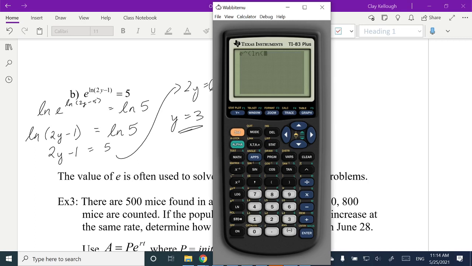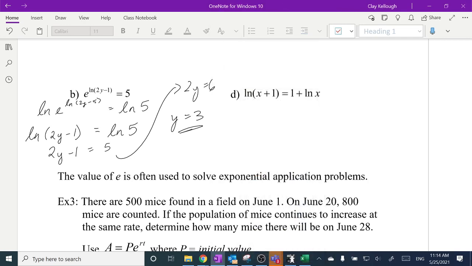I'm just going to put 5 because I know 2 times 3 minus 1 is 5. So I'm going to put a 5 in there. Close the bracket for the log, close the bracket for the exponent, and give me a 5. Yay, it works. Every once in a while you get a calculator that doesn't do that properly.